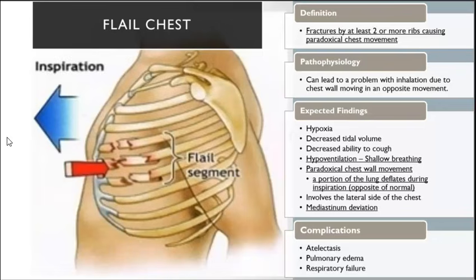Paradoxical chest wall movement, a portion of the lung deflates during inspiration, and that's not normal. Involves the lateral side of the chest, and you will see mediastinal deviation. So you've got that mediastinum, it's going to move to the other side. Anytime you see that breastbone moving to the other side and your trachea also moving to the other side, there's something wrong with your lung. It is bad news. So some complications that can occur, of course we know that the patient can die, but you'll see atelectasis, which is collapsing of the alveoli in the lung, pulmonary edema, and respiratory failure.